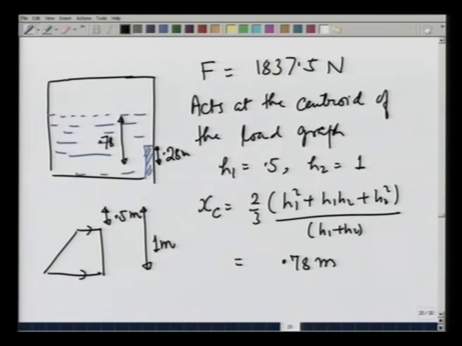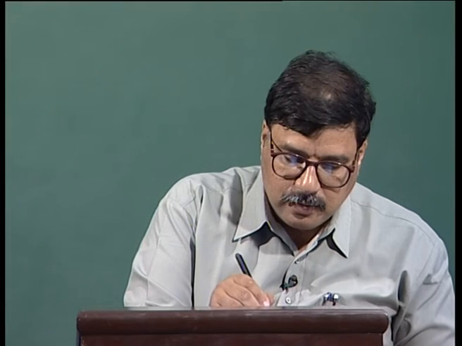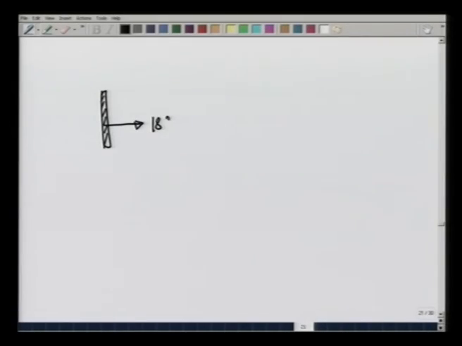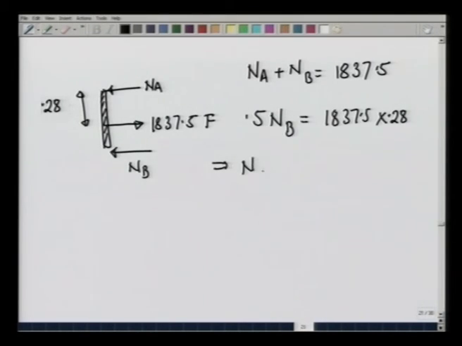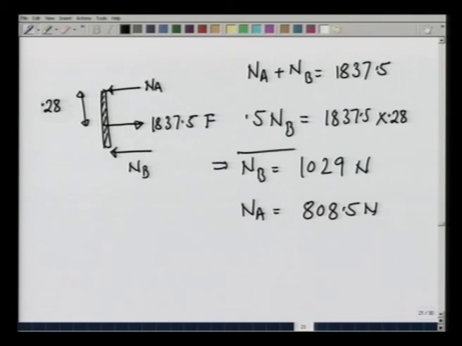So, now we know everything about the door. On this door, a force of 1837.5 newtons acts at a distance of 0.28 meters from point A, and let there be a reaction at A of N_A, let there be a reaction of N_B at B. Then we know that N_A plus N_B is going to be 1837.5 and 0.5 N_B is going to be equal to 1837.5 times 0.28, and that gives me N_B equals 1029 newtons, and therefore, N_A equals 808.5 newtons. That is the answer.